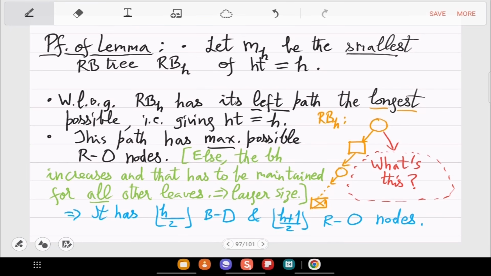So suppose you had height 1, then it means that you have 2 nodes. So one can be black, one can be red, right? So for height 1 you have h plus 1 by 2. It seems right. Floor of this, yeah. And red, how many red? H by 2. Is it? I don't see that.